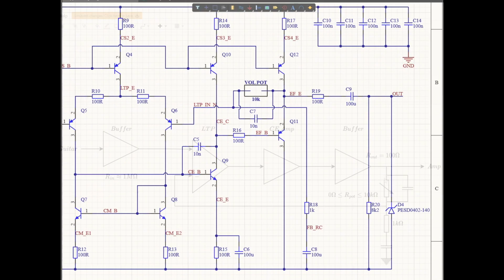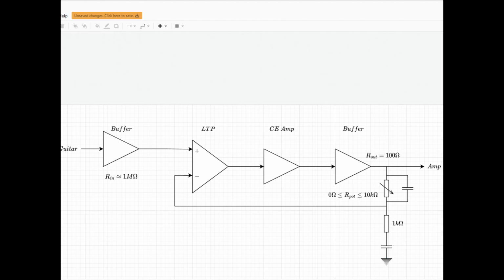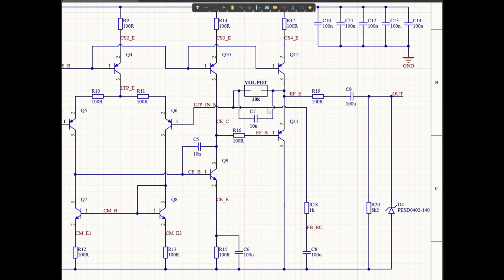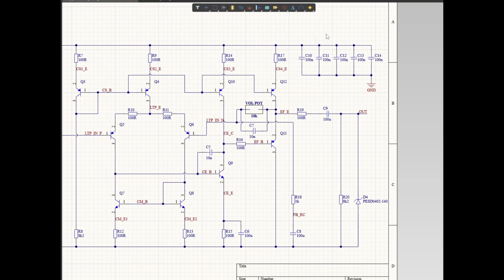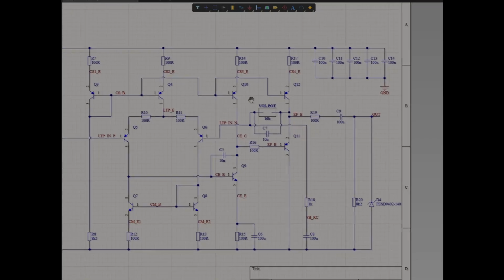My negative feedback, the potentiometer and resistor over here, is this volume potentiometer with a parallel capacitor again to limit the bandwidth, and my divider is R18 and C8. I've also added various decoupling for each stage, so 100 nanofarads for every amplifier or buffer.